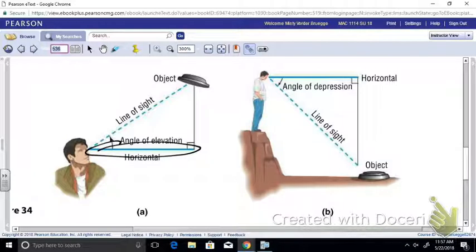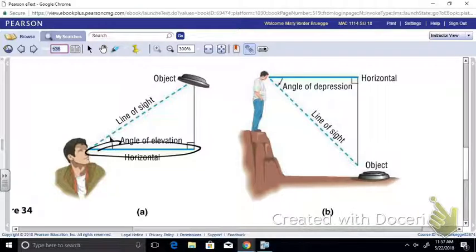Now, there's two ways you can move your head, basically. You can move it what? Up, hence angle of what? Elevation, how far you are from your straight line of vision. Or you could have looked what? Down, and that would be your angle of depression.